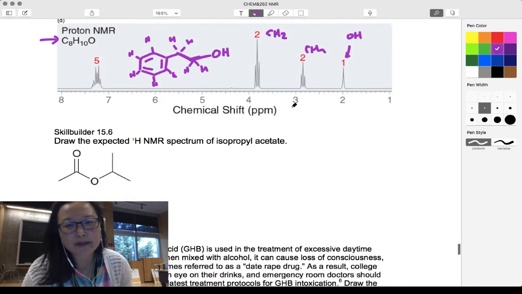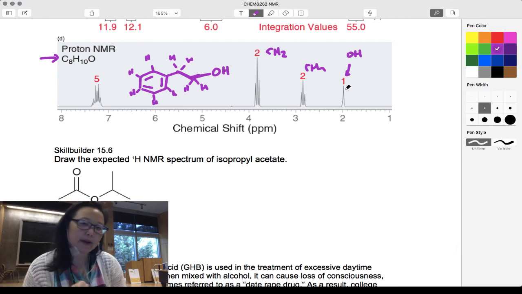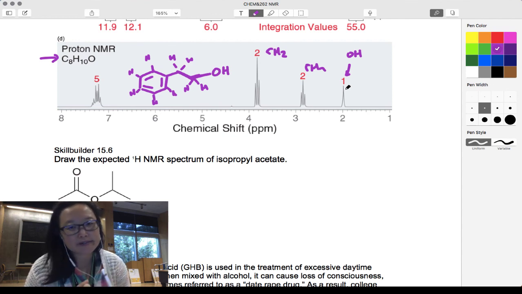But it's really up to you how you want to solve them. Just thinking about all those things is how you're going to get the answer. You have to think about splitting. You have to think about chemical shift. Integration is very helpful, not always necessary, but really helpful. So put all those concepts together and just do as much practice as you can.